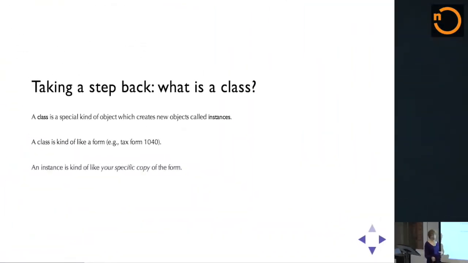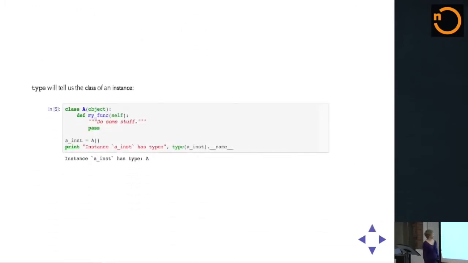To give a real-world example that I like to use, a class is sort of like a particular government form, a tax form, like the 1040. And then an instance would be your particular version of that tax form with all of your information written out on it. We can ask Python what flavor of object a particular instance is, what class it is. We do that using the type function. And so here it'll tell us that A_inst is of type A, which is what we would expect because we created it from A.